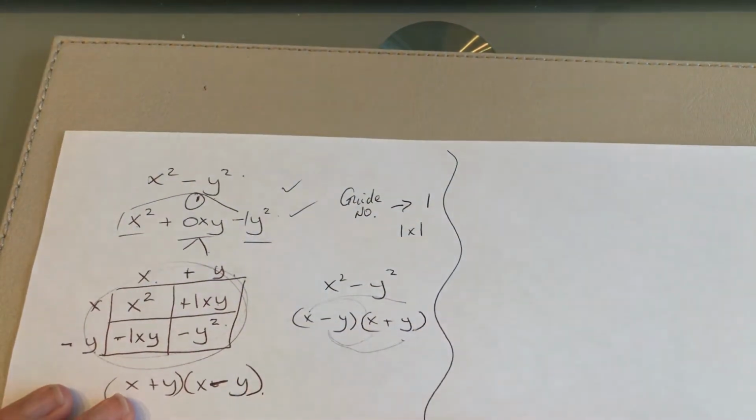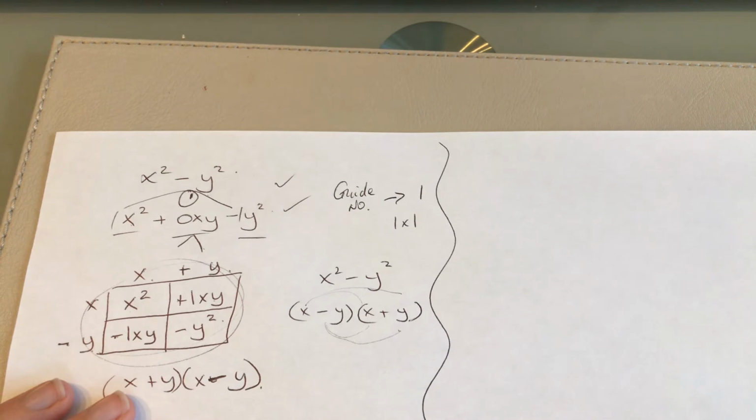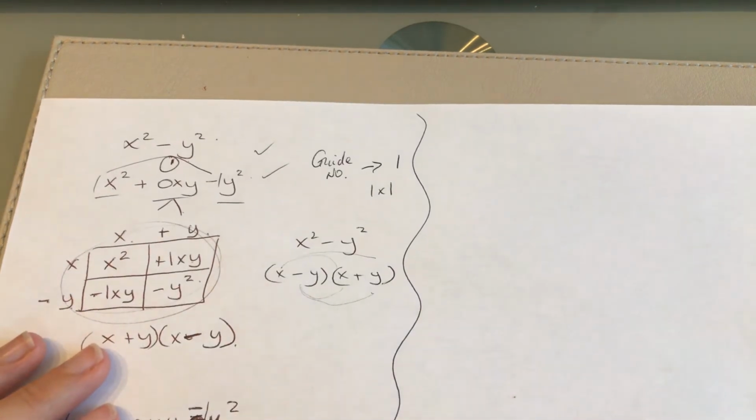I'm going to now look at the difference of two cubes, and I'm going to look at it from the perspective of the box method.